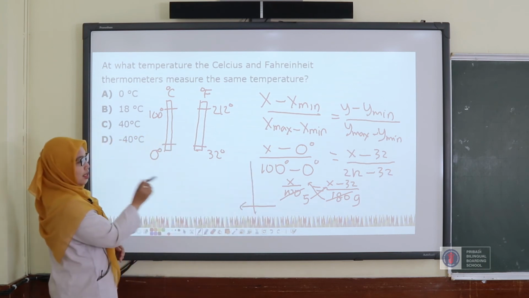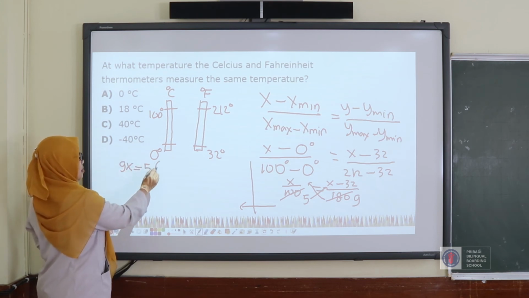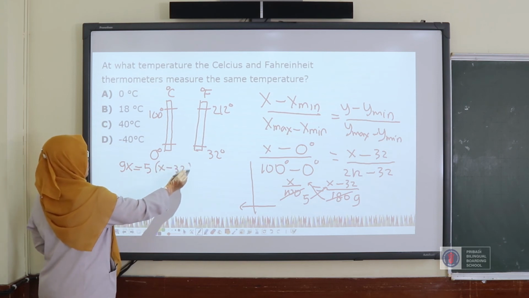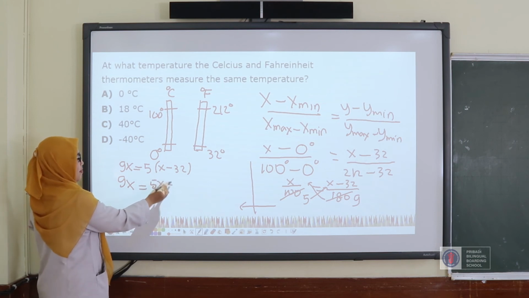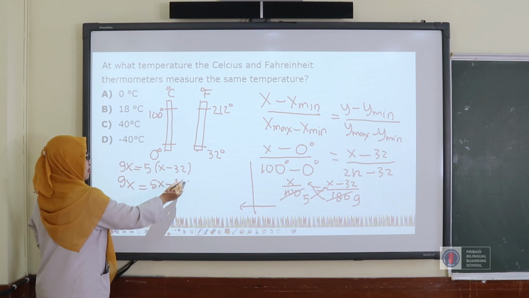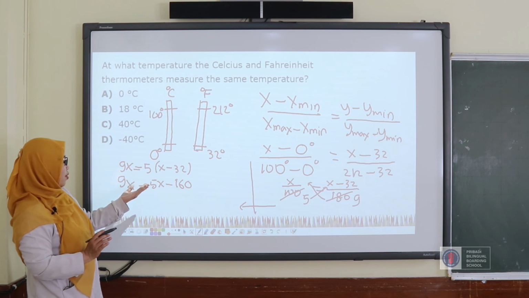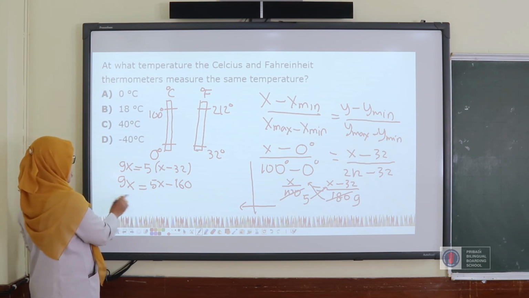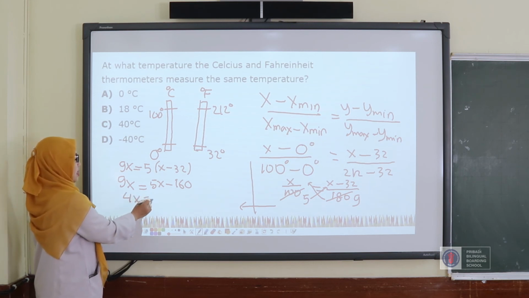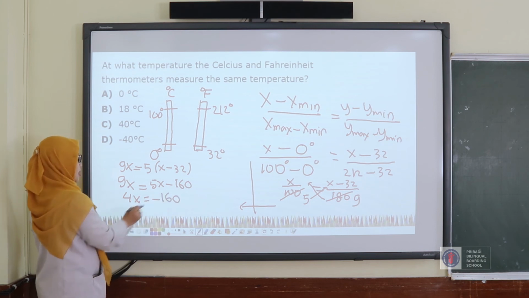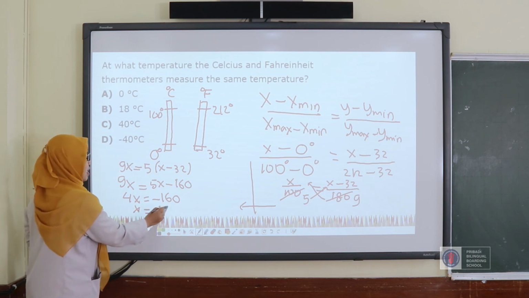Okay, we can continue it here. So 9x equals 5 times (x - 32). So 9x equals 5x - 160, and then we can move 5x to the left side. So for the left side, we can write it as 4x equals -160. So x equals -160 over 4, which equals -40 degrees.